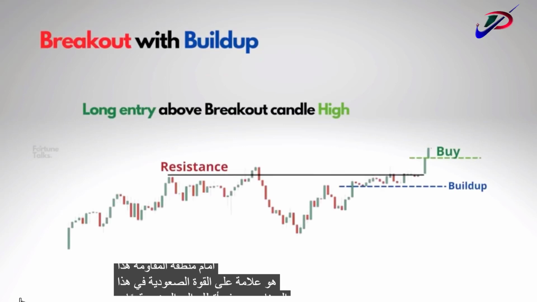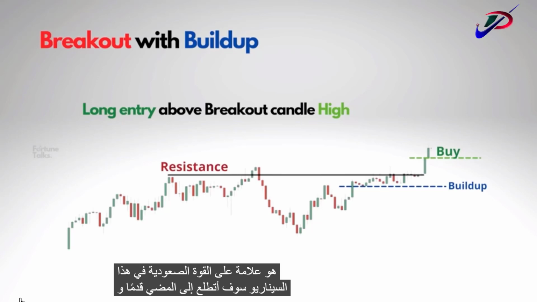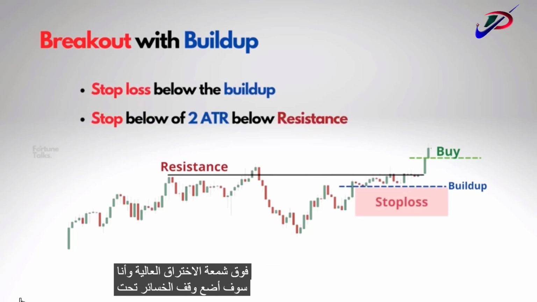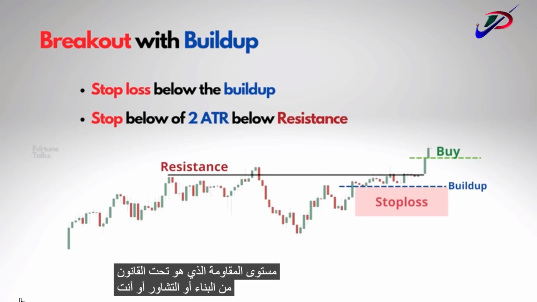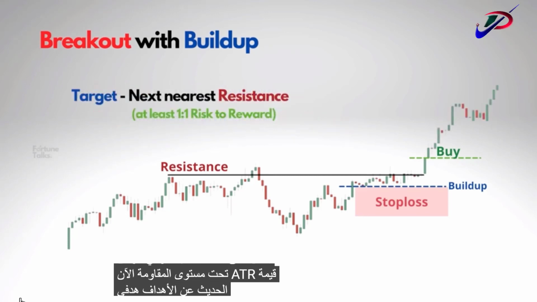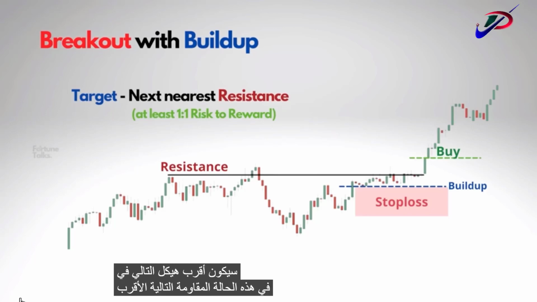In this scenario, I'll be looking to go long, and my trade entry is when the price trades above the breakout candle high, and I will put my stop loss below the resistance level, that is below the low of the build-up or consolidation, or you can even keep it around 2 times the ATR value below the resistance. Now talking about the targets, my target would be the next nearest structure, in this case the next nearest resistance level.